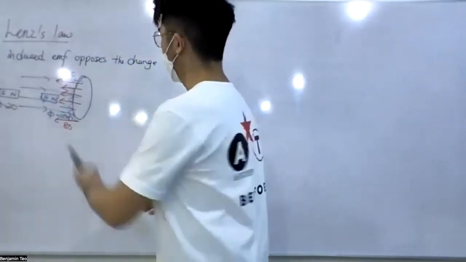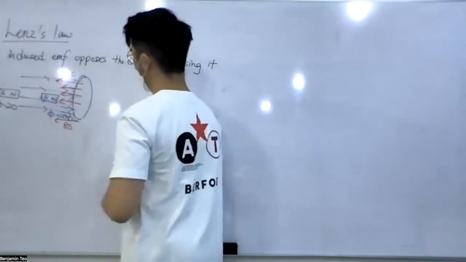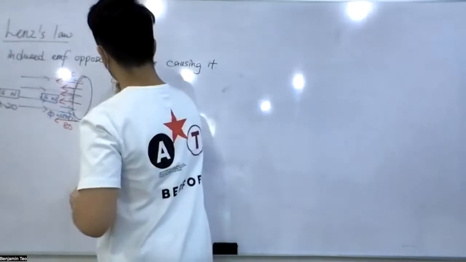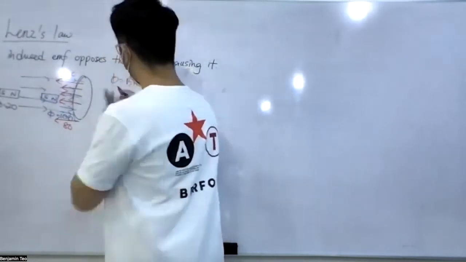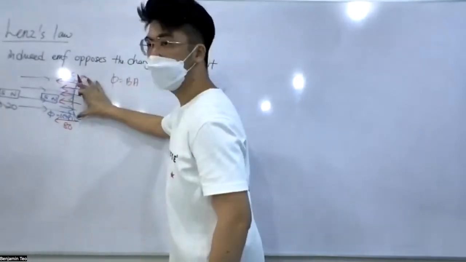Now, how does the coil create this flux? Flux, you know already, flux is BA. To create flux, it needs to have area and B. It already has area. This is area.